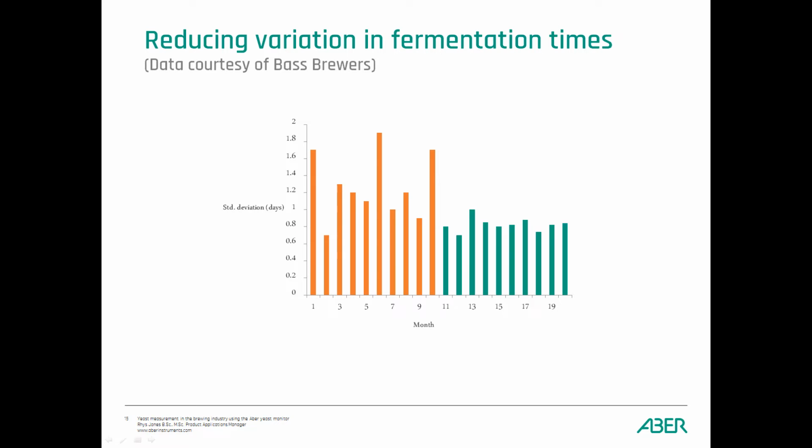Now we're going to take a look at some data. Firstly, those gathered by BAS brewers, which shows the standard deviation in fermentation times both before and after the ABBA system was introduced. The variability in fermentation times is quite self-evident for the first 10 months, after which the ABBA system was introduced and the variability of the standard deviation was greatly reduced, and the consistency in fermentation times improved.